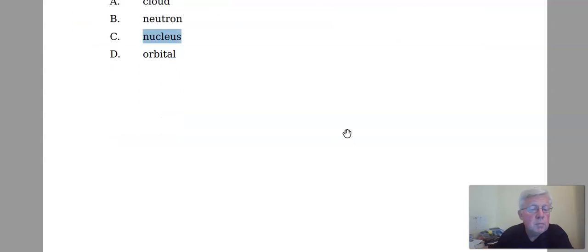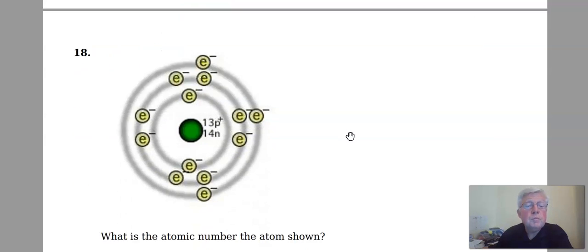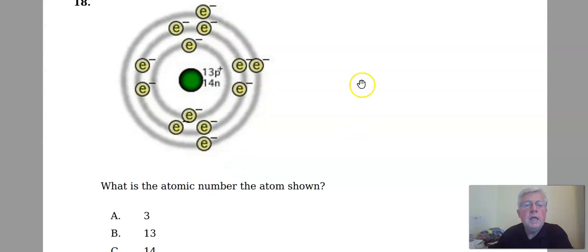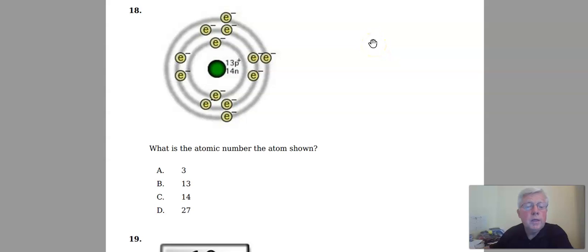Let's move on to 18. Now I'm hurrying a little bit. All right, number 18. I'm going to have to make it a little smaller. Here we go. So again, I'm going to look all over this diagram before I look at the question. So in the middle, it says it's got 13 protons and 14 neutrons. So if it has 13 protons, without any counting, it should have 13 electrons. So 1, 2, 3, 4, 5, 6, 7, 8, 9, 10, 11, 12, 13. So it has 13 protons and 13 electrons.